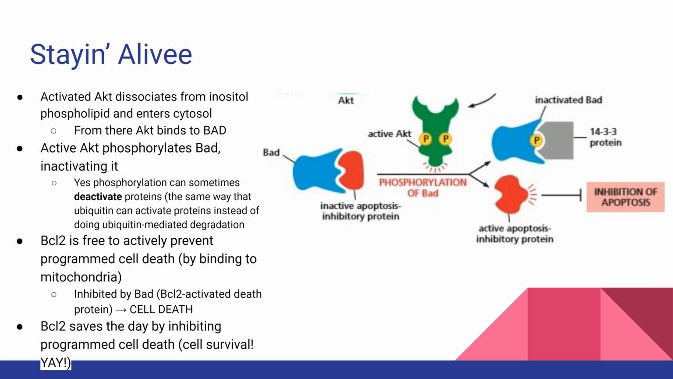So then, because BCL2 is free to actively inhibit cell death, the cell is saved from cell death, so the cell survives. I'm also going to explain BAD and BCL2 a little bit more in the next few slides, because I know that can be a little bit tricky to understand. So does anybody have questions so far on this slide? No? Okay. I'll just keep going then.